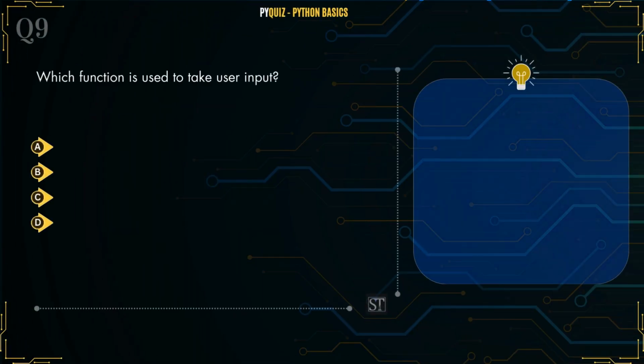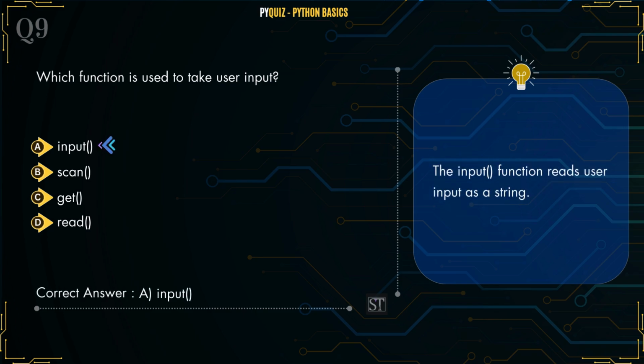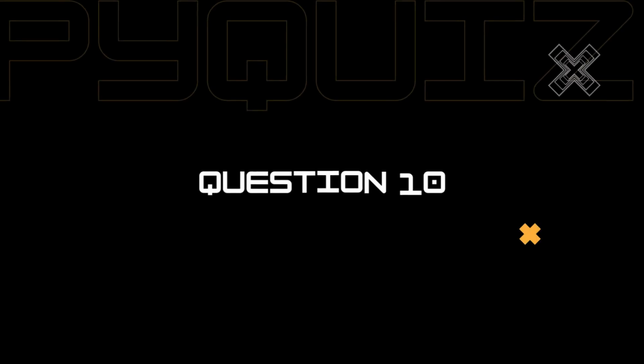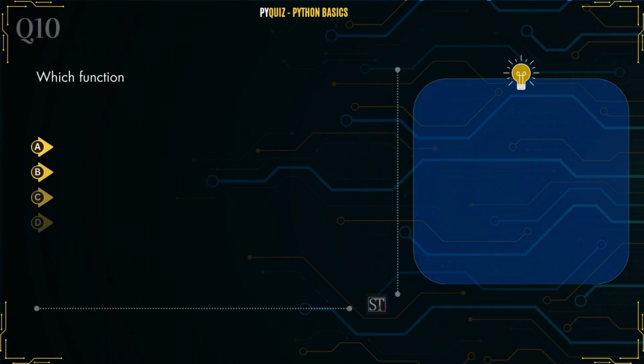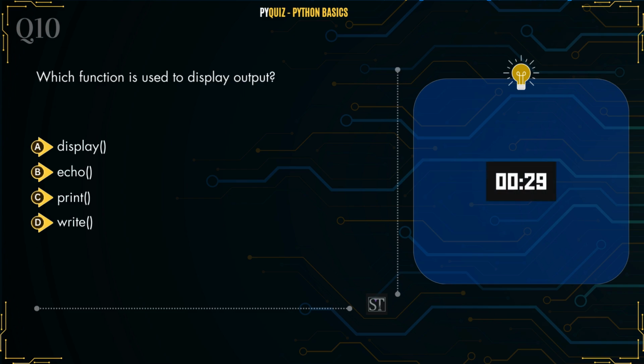Which function is used to take user input? The correct answer is A. Which function is used to display output? The correct answer is C.